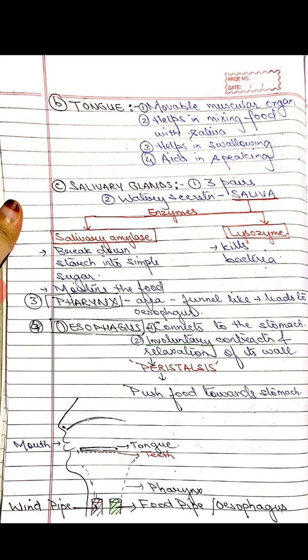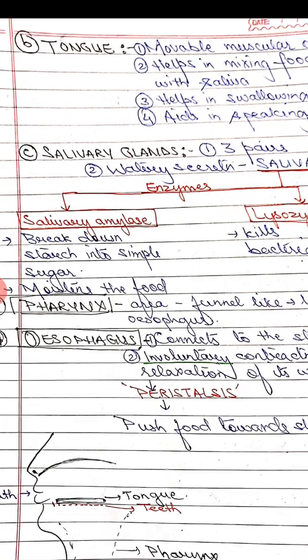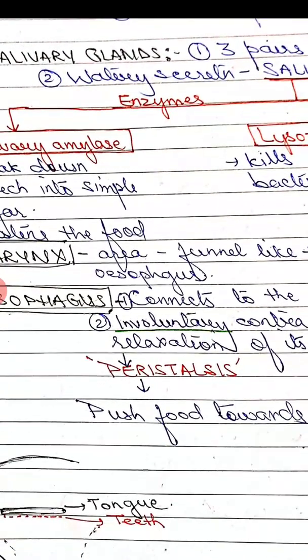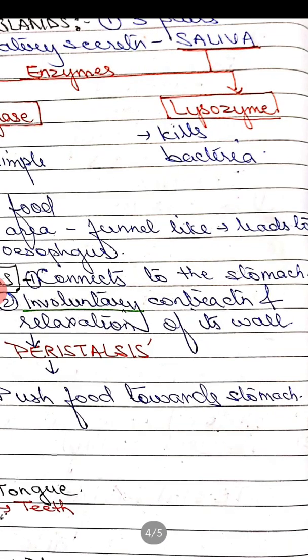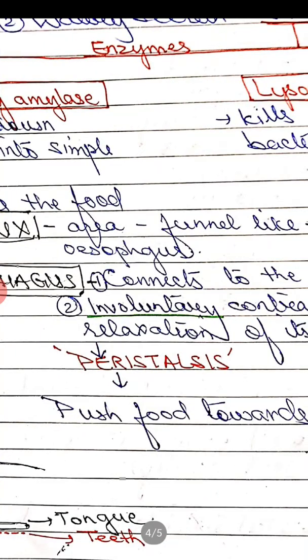This is also very important. Peristaltic movements are very important. Now there is a phrase written under the esophagus: involuntary contraction and relaxation of its wall. What does involuntary mean? Involuntary means that it is not under our control.